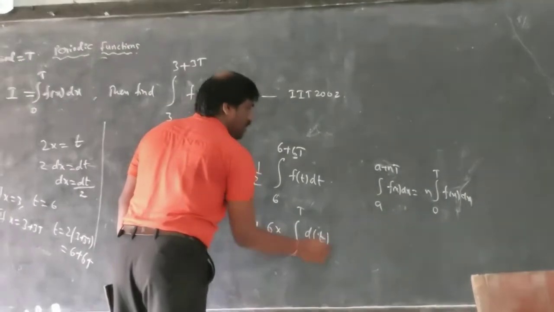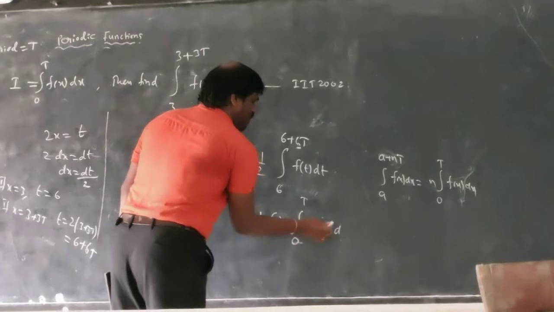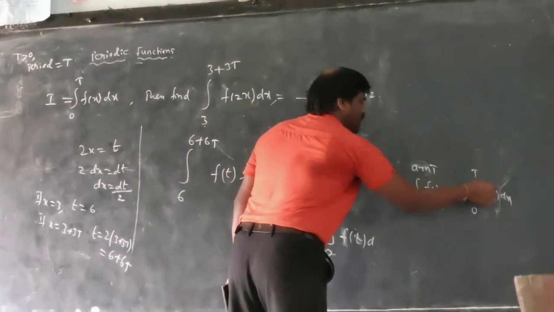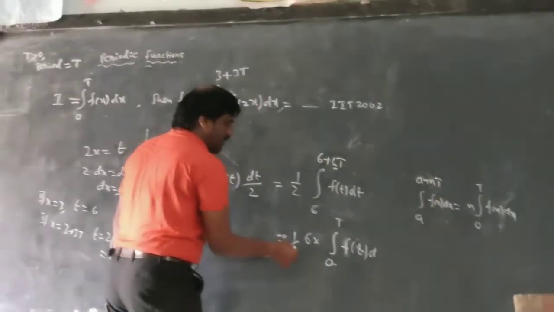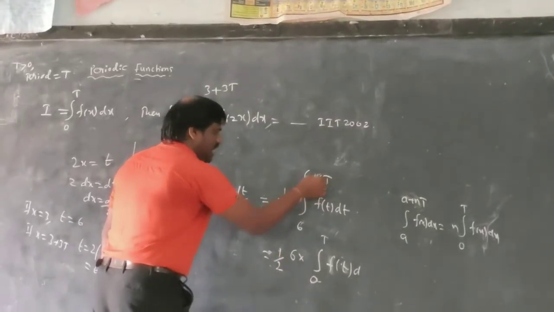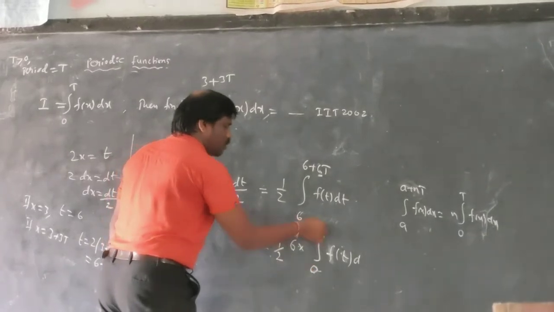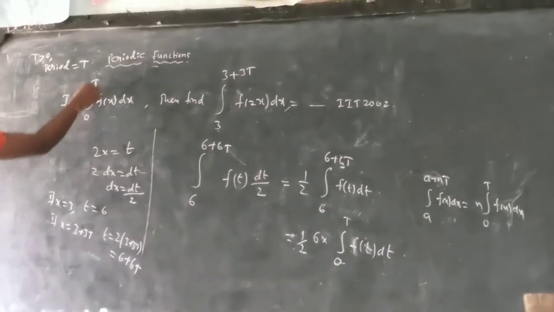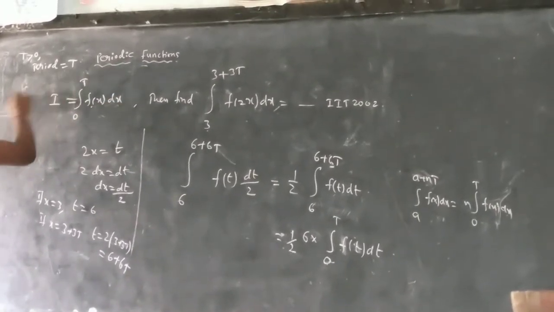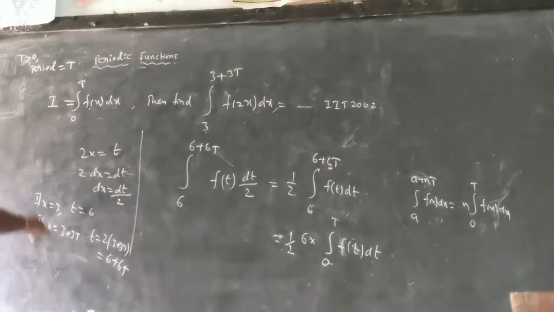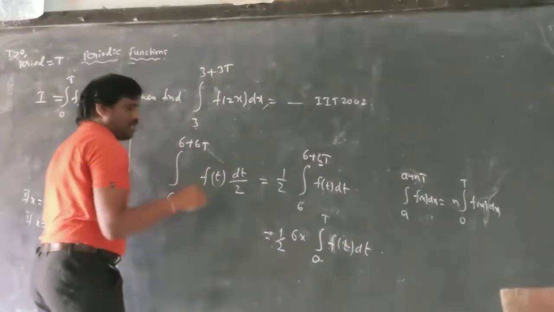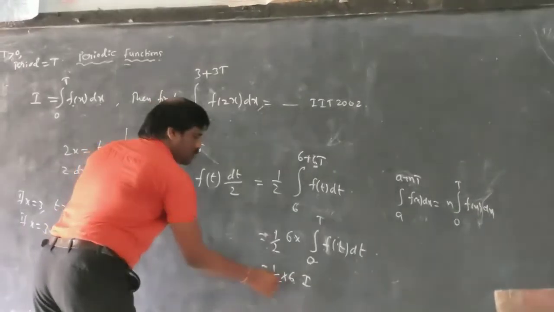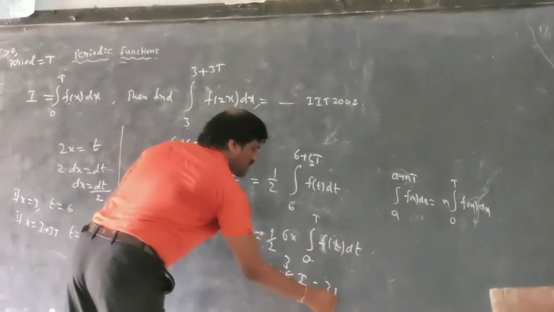So f(t) dt we can write as n times the integral from 0 to T of f(x) dx. So here also we can write 1 by 2, and this n, which is 6, comes out, times the integral from 0 to T of f(t) dt. Now the integral from 0 to T of f(x) dx is how much? I. If f(x) dx is I, then f(t) dt is also I. That means I'll get 1 by 2 times 6 into I. This is the answer. So the 2 and 6 cancel, and the final answer is 3I.